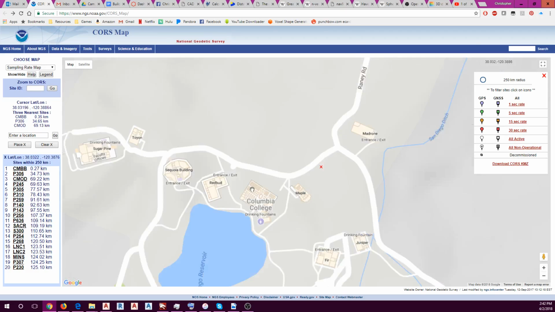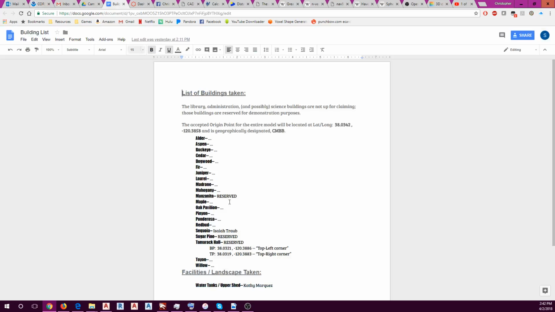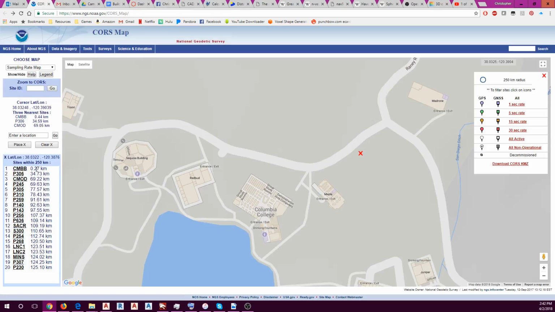That's also why I have the base point and tilt point for tamarack, just in case. You have at least one point to start with. And then off of that, you can use some of these other sites. It's also imperative that you use the red X to get all these other sites. Otherwise, it's just going to give you the cursor latitude and longitude, which is fine, but it's only going to give you 3 sites. And one of those sites is always going to be your origin, so it's only going to give you 2 sites.